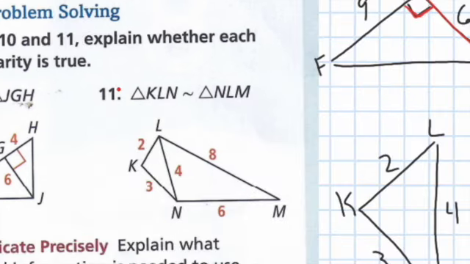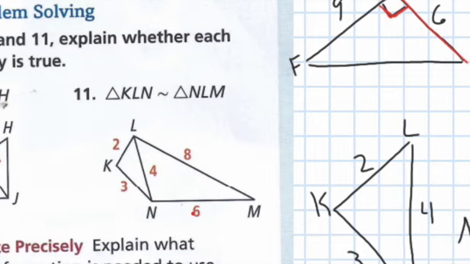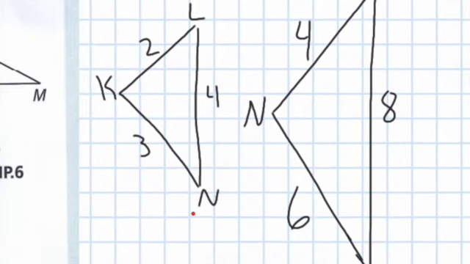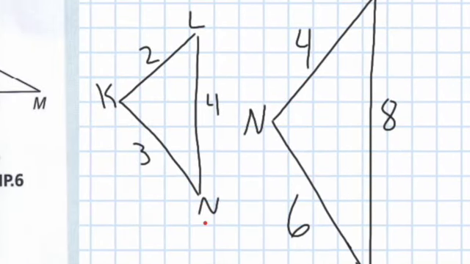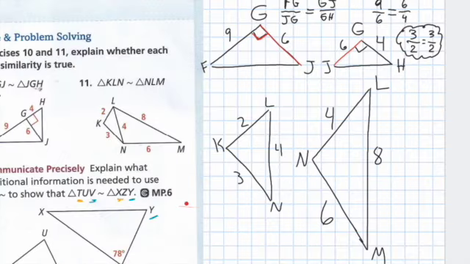Number 11 wants to know if KLN is similar to NLM. So is the small triangle over here, KLN, similar to the one it's attached to over here, NLM? It's nice to note that they both have LN inside of them. And again, I'm going to break this thing up so I can look at it and compare some things. In this situation, I don't have any angles given to me, so I'm going to have to check the proportionality amongst all of the sides.